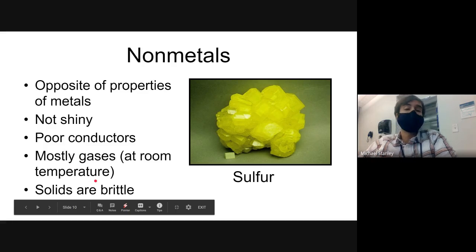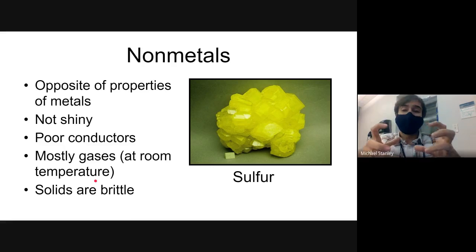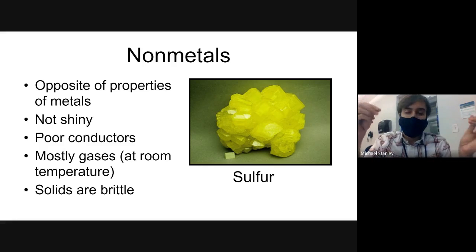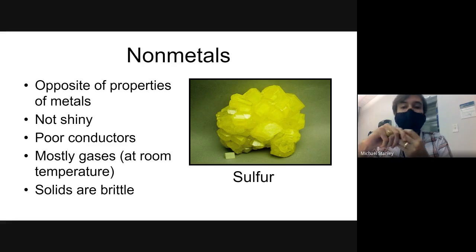Also, nonmetals, when they are solid, are very, very brittle, meaning it's very easy for them to shatter and break apart into a billion million pieces. Whereas with metals, we could squish them down flat or twist them out and turn them into a wire. Nonmetals ain't going to do that. They're just going to shatter and break apart on you if you try to pull something like that.